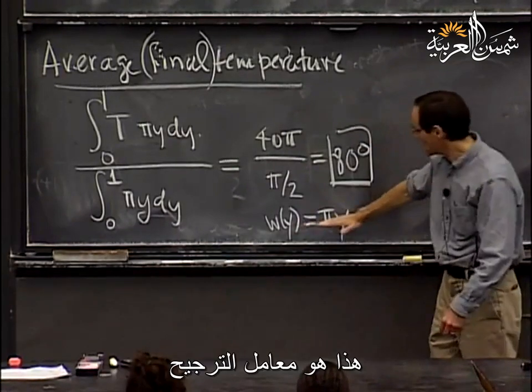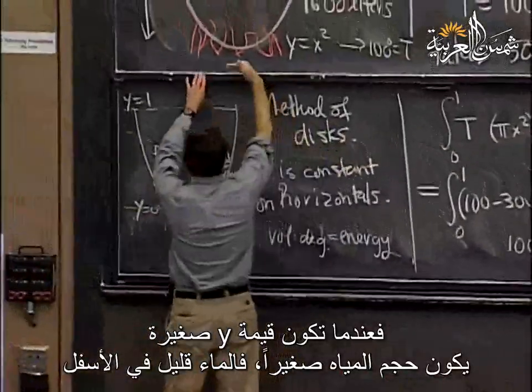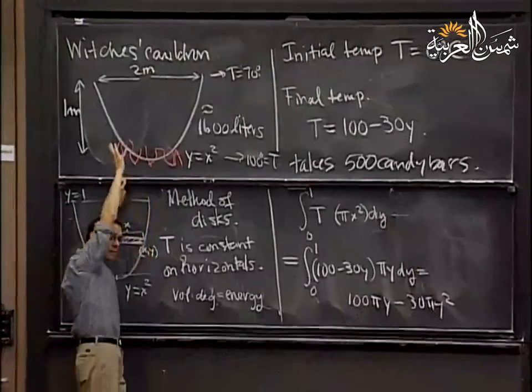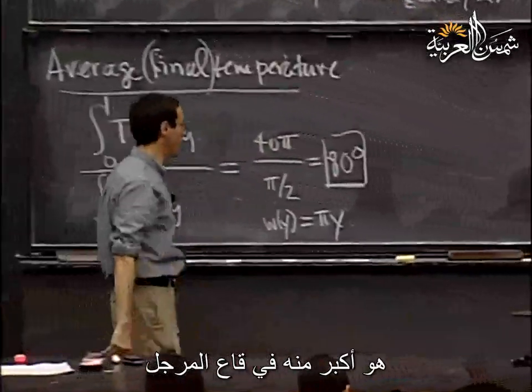That's the weighting factor. And that's not surprising. When y is small, there's less volume down here. Up above, those are more important volumes because there's more water up at the top of the cauldron than there is down at the bottom of the cauldron.